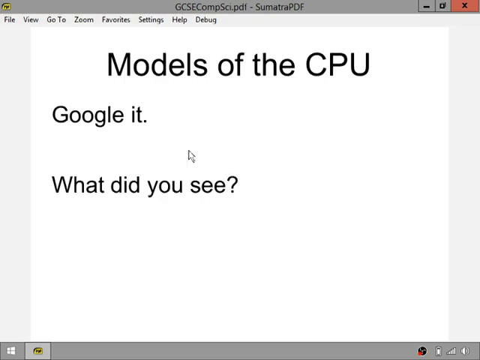So anyway, let's start off with models of the CPU. Start off by pausing this video and bringing up some diagrams for how a CPU works, and let me know what you found.